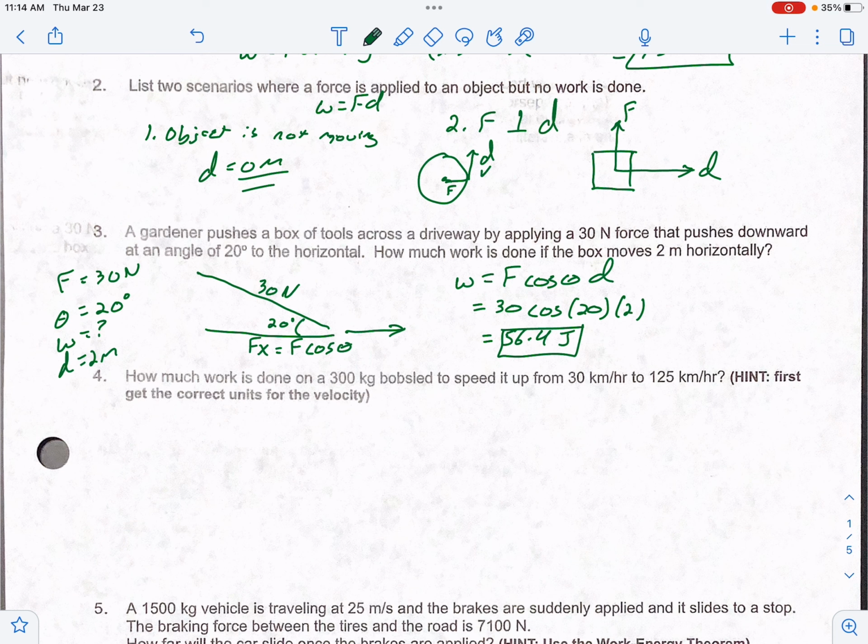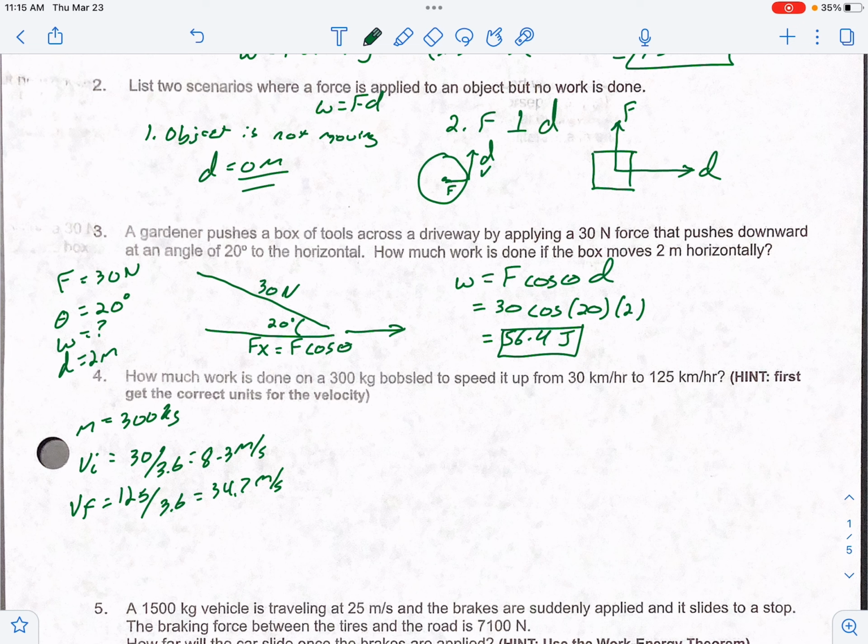For how much work is done on a 300 kilogram bobsled, so I have a mass of 300 kilograms, when it speeds up from 30 kilometers per hour, so my V initial is 30 kilometers per hour. But I cannot have kilometers per hour, you need meters per second. So just divide by 3.6, and that gives you 8.3 meters per second. And I speed up to 125 kilometers per hour, so my V final is 125 divided by 3.6, and I'm going to get 34.7 meters per second.